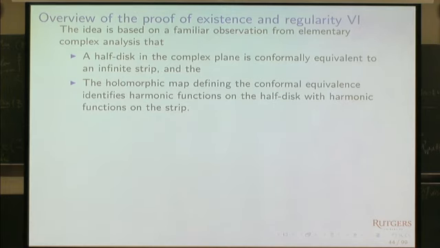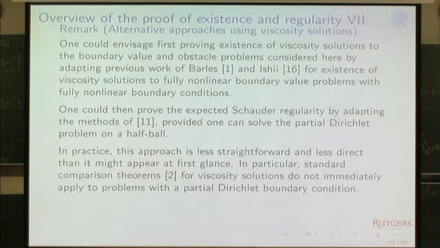So the observation boils down to a simple one: the half disk in 2 dimensions is conformally equivalent to an infinite strip. That example is nice because you can actually track through exactly what happens to the coefficients of a model PDE, and get a very precise idea of what this map does to the coefficients. And then one just generalizes that.